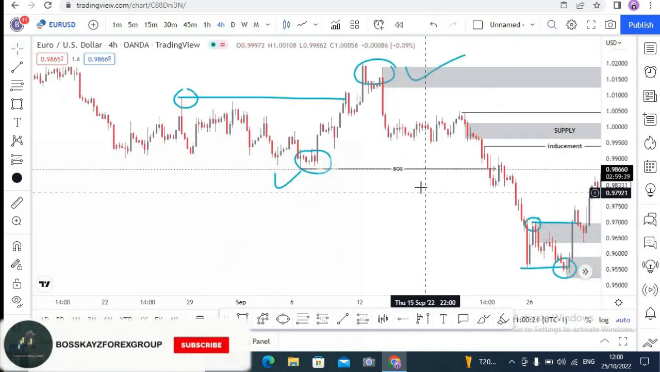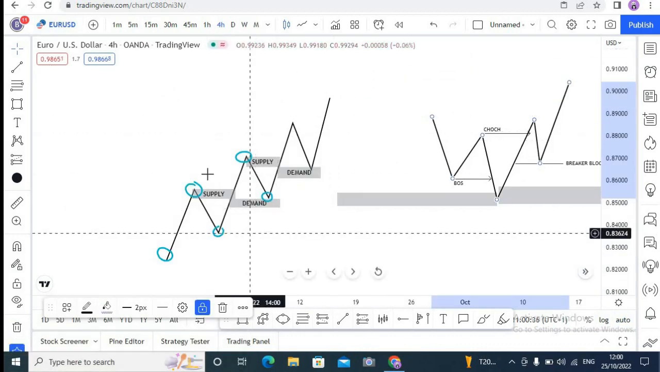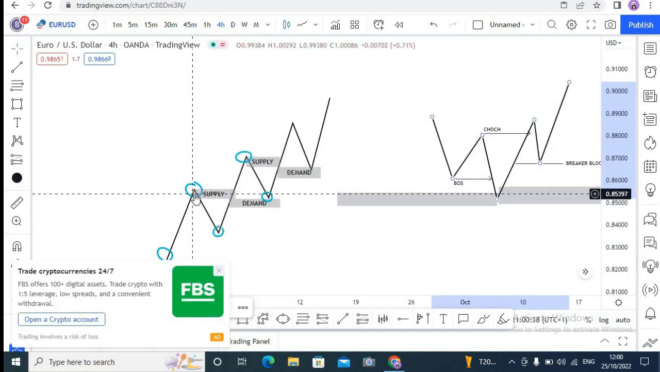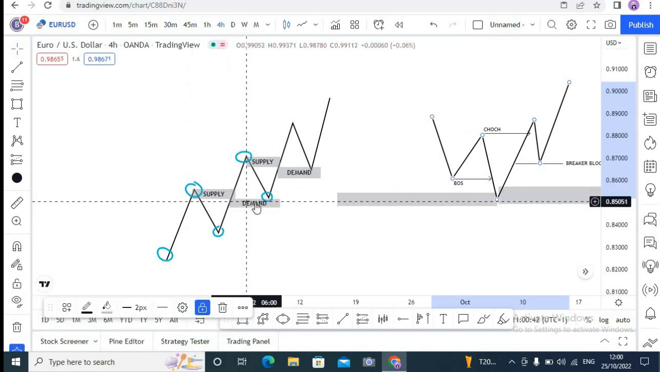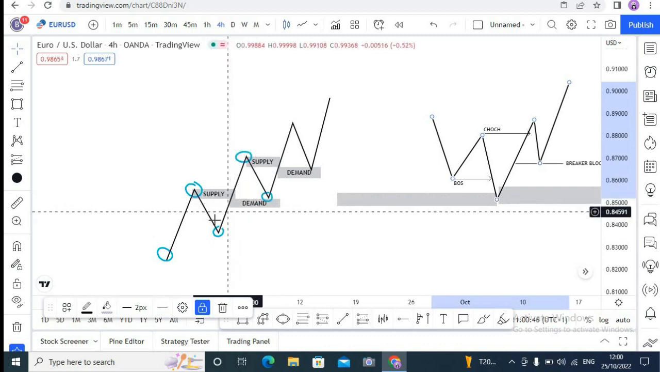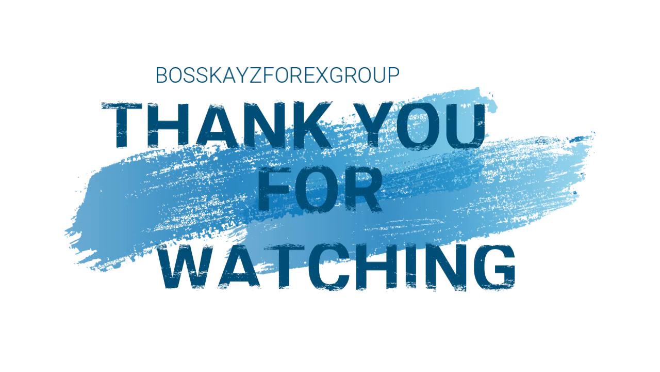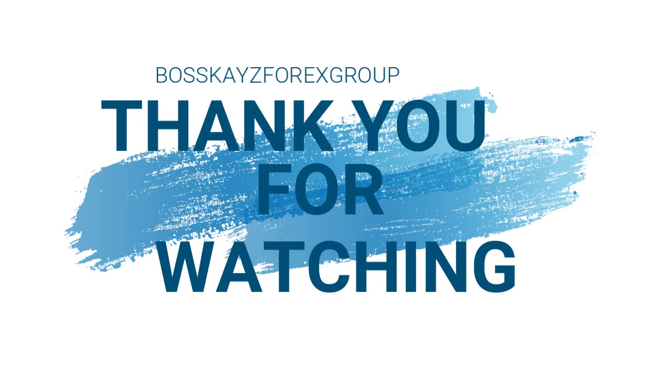Now guys, let me just show you. Whenever price is going up, you just have to look for this failed supply, and then you look for a breaker block. And also if they do not respect a breaker block, you just look for a demand, and then the price will continue going away to the upside. But to have a good confirmation, you are going to use this change of character pattern. So I hope this video will help you.